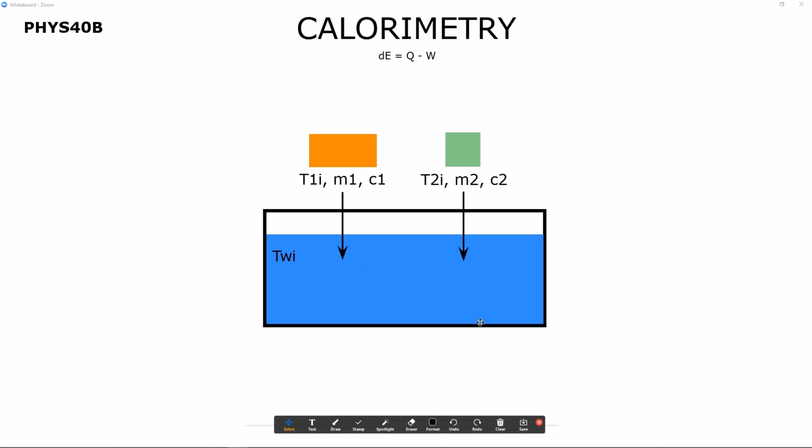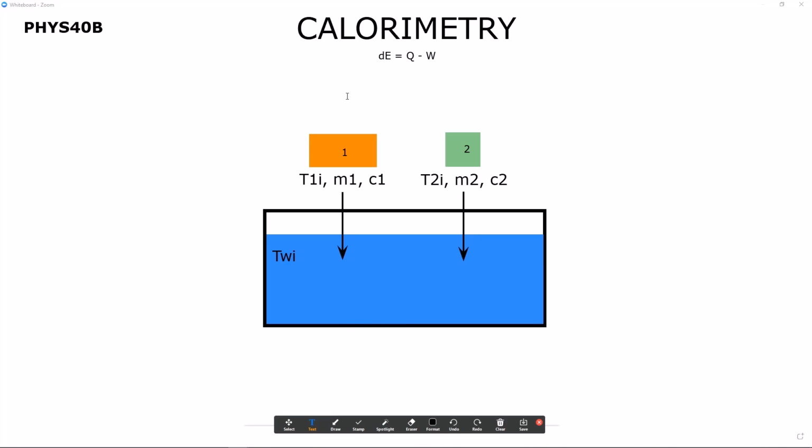You have some water here, and you have two other objects. We're assuming they're solids. The water is at some initial temperature, which I've marked as T_WI, W for water, I for initial. And then these two objects, we don't know what they are, we'll just call them 1 and 2, have the following. So there's T_1I for the initial temperature of block 1, T_2I for the initial temperature of block 2, M_1 for the mass of block 1, M_2 for the mass of the second block, and C this time is the specific heat, but unlike last time, it's not on a molar basis, it's on a mass basis.